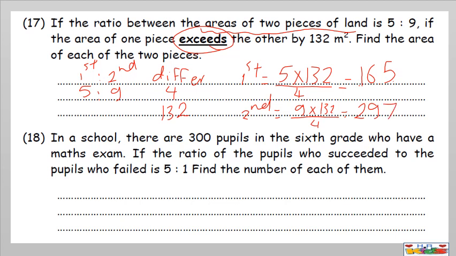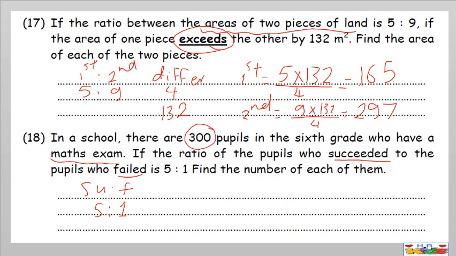Question number 18. In a school there are 300 pupils in the 6th grade who have a math exam. If the ratio of the pupils who succeeded to the pupils who failed. I hope we all succeed, and that none of us is among the pupils who failed. So the ratio between succeeded and failed is 5 to 1. This is the ratio between them. We have, Mr., how many? 300 pupils in the 6th grade.